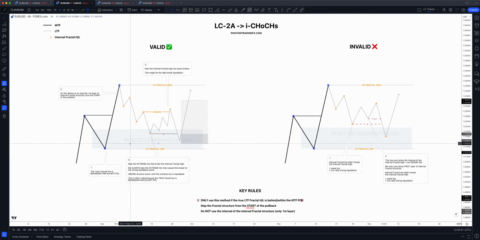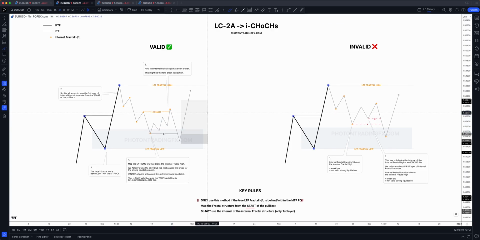Okay, so again, this scenario is quite rare. Make sure you're mapping it from the start of the pullback, and make sure when you get the true fake break of that first layer of internal structure, you always take the extreme point. So if we're getting long, we always take the lowest point that led to that break. And if we're getting short, you'd always take the highest point, okay?